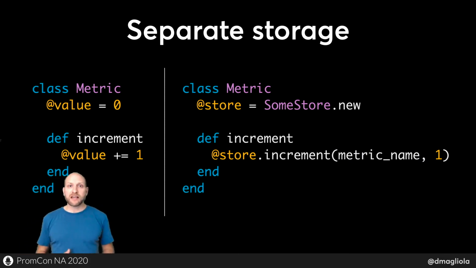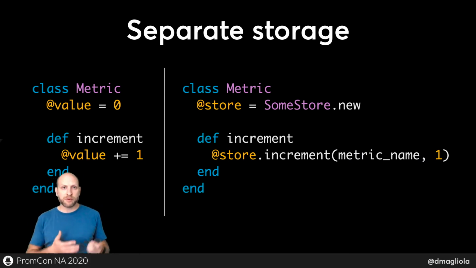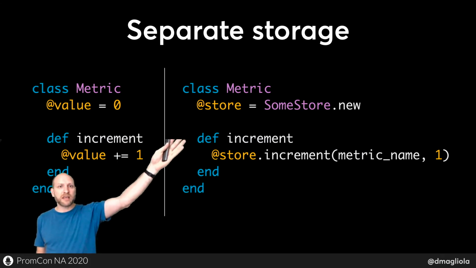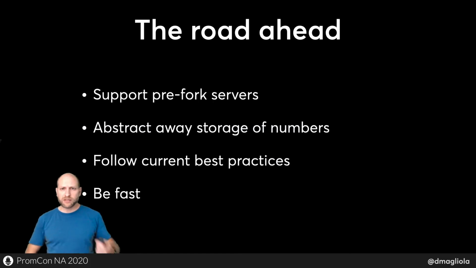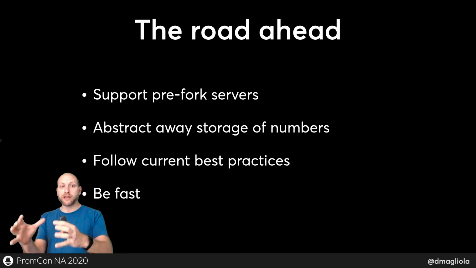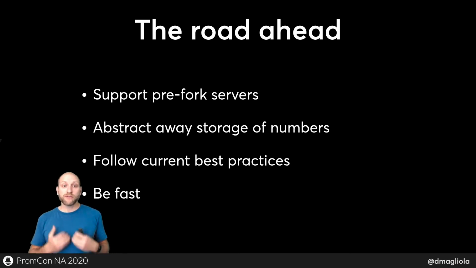The reason for this is that different projects would have different needs. Some people would be working on a single thread, a single process, and some may really care about performance, whereas other people have a web app in multiple processes hitting a database over the network, so who cares about microseconds at that point, right? So this was the plan we had. We were going to support pre-fork servers, we were going to abstract away the storage of numbers, we wanted to follow all of the current best practices, and whatever we did had to be fast.